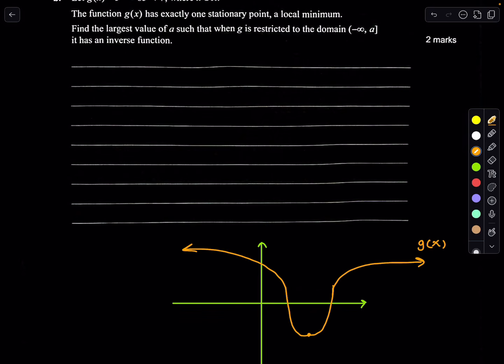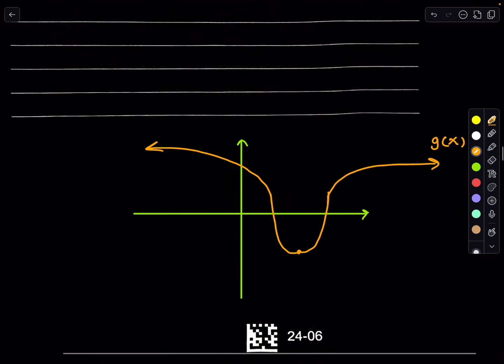And it says, find the largest value of a such that when g is restricted to this domain, it has an inverse. Okay, for a function to have an inverse, it must be a one-to-one function, yeah? And how do we know it's a one-to-one function? You need to make sure that it passes the horizontal line test. Let's explain what a horizontal line test is.